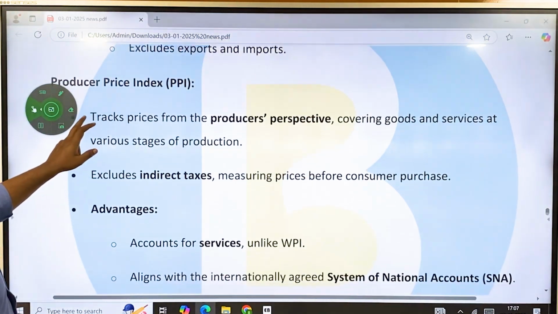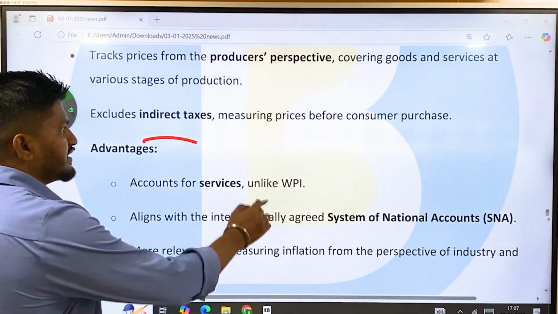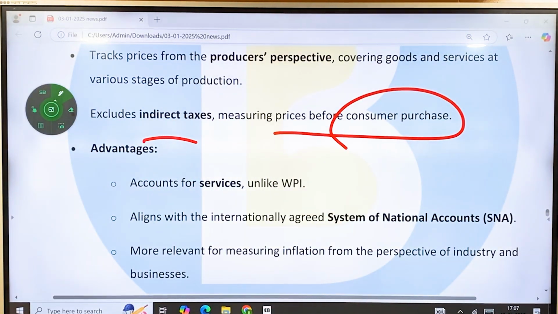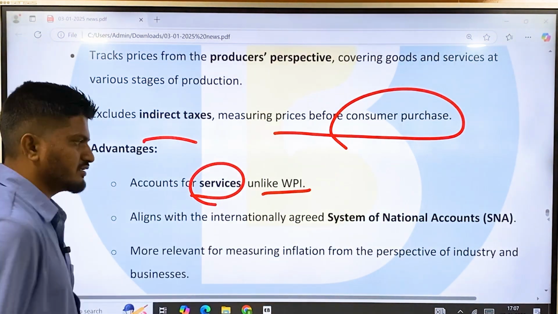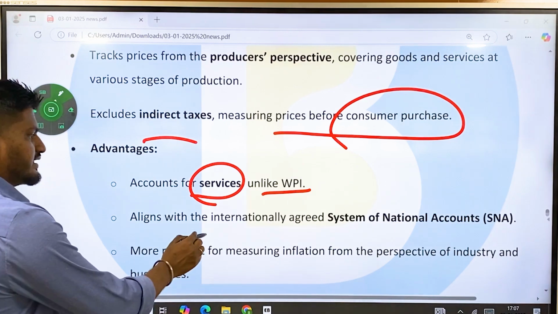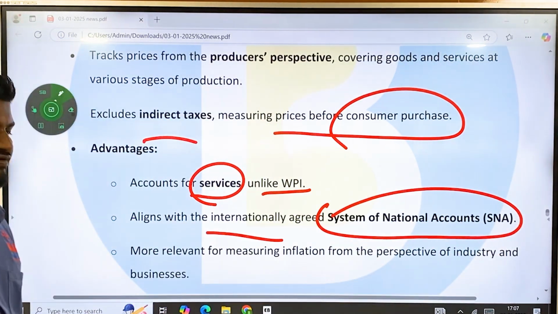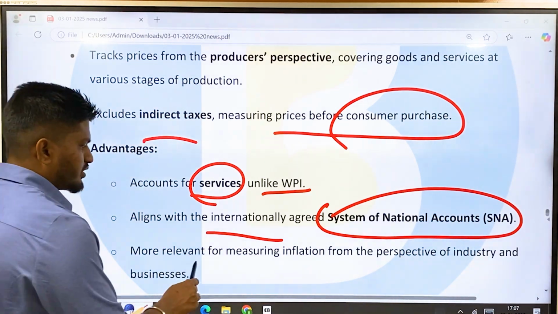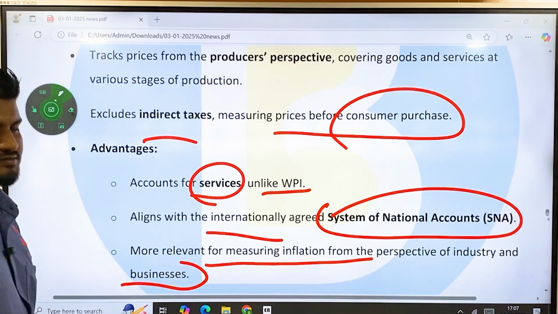Then it excludes indirect taxes. It measures prices before the consumer purchases. Okay, so what are the advantages compared to WPI? It accounts for services, which are not present in WPI. It aligns with the internationally agreed system of national accounts. Okay, at the international level, inflation is calculated using the producer price index, and it is more relevant for measuring inflation from the perspective of industry and businesses.